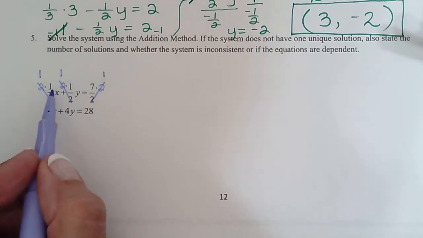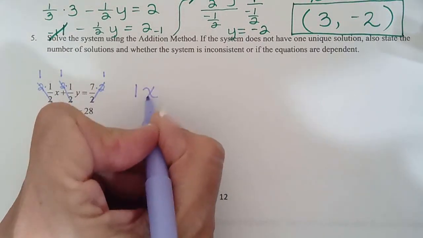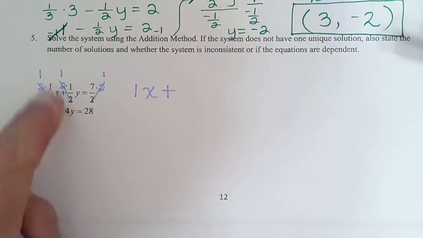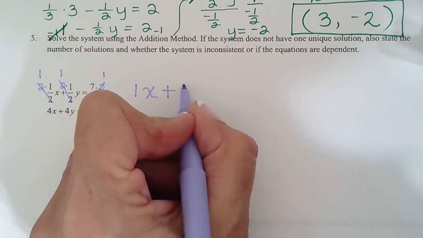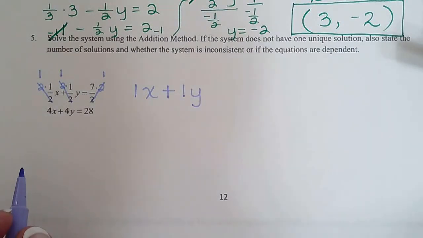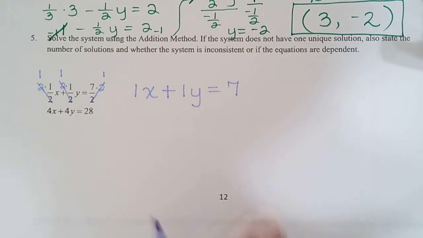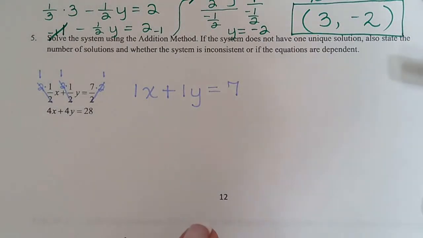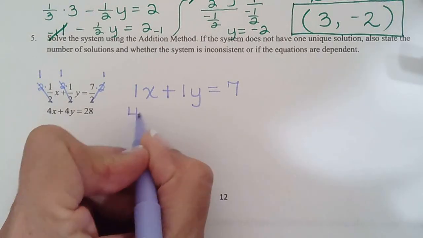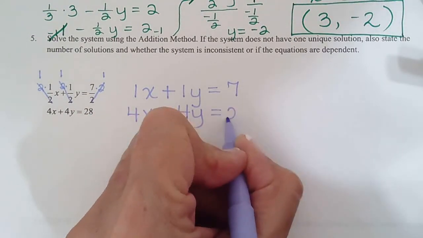So what does that leave? 1 times 1, which is 1x, plus 1 times 1, which is 1y, equals 7 times 1, which is 7. So that's a pretty little equation, right? Nicer than the original. 4x plus 4y equals 28.